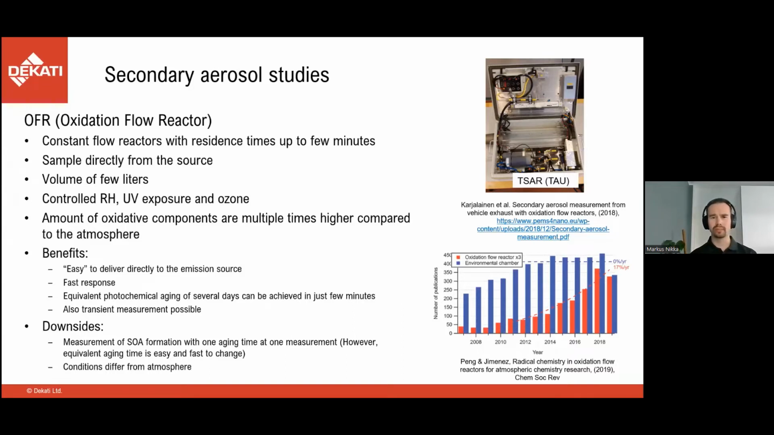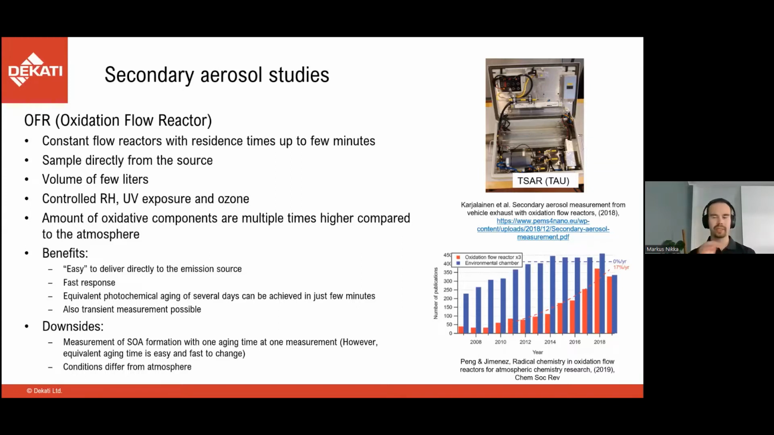Downsides of these kind of reactors are that you can measure one aging time at one time. So one set of parameters, you have the humidity, you have the UV intensity, and the ozone concentration. That translates basically to an aging time. So if you want to change the aging time, you have to change the parameters of the reactor. But this is quite fast to change.